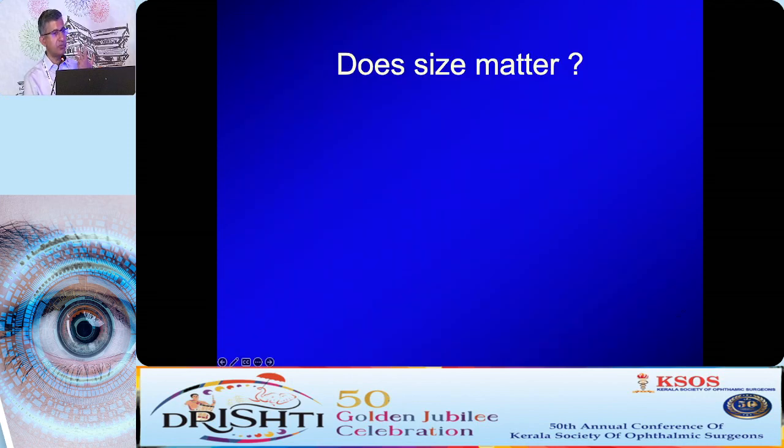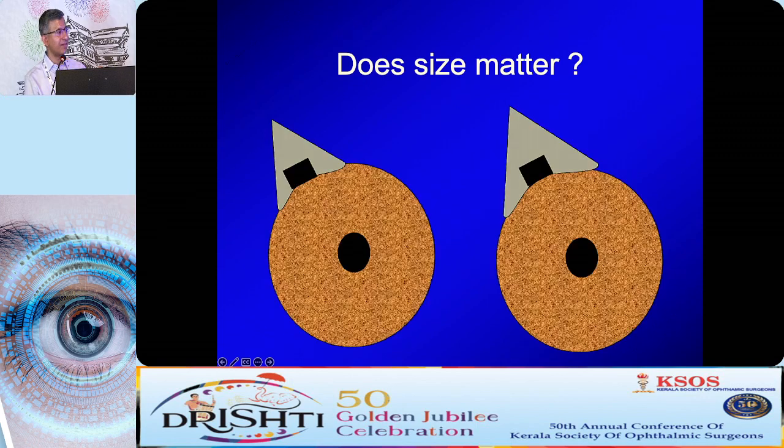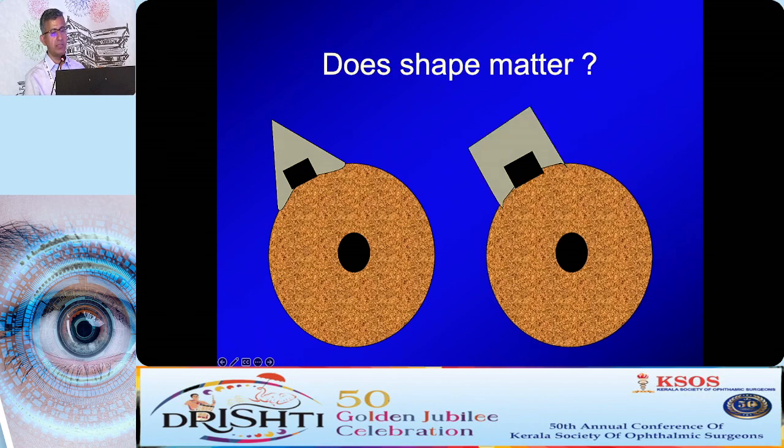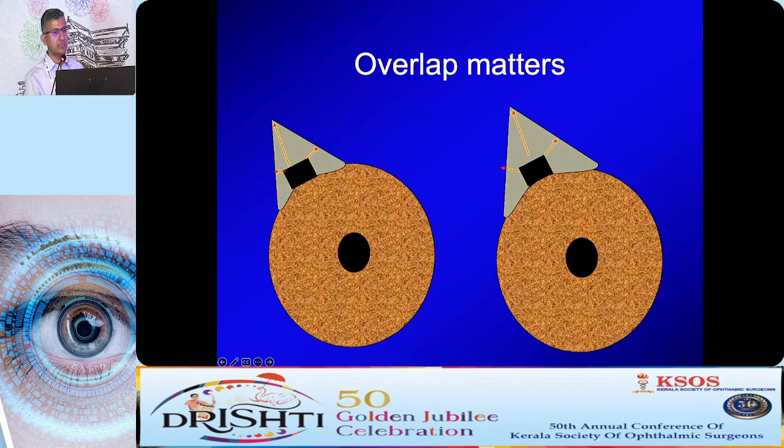So we'll now come to the next step, which is suturing the incision. When you're suturing, obviously you're going to suture the flap. And when you suture the flap, the two questions that come up very commonly are: does the size of the flap matter? The size of the flap doesn't matter from a filtration point of view. Does the shape matter? Shape also doesn't matter from a filtration point of view. What matters is the overlap.